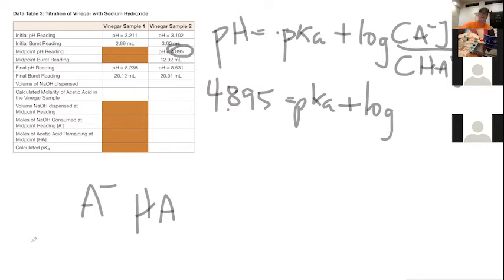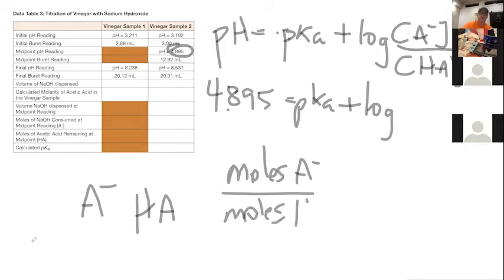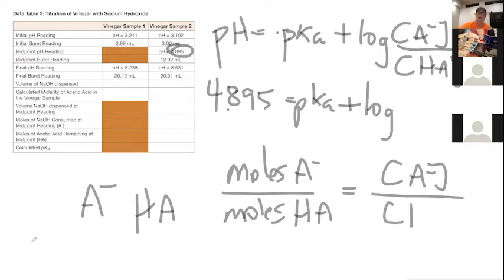Why does moles of A minus over moles of HA equal the concentration of A minus divided by the concentration of HA? Why are those two things the same? The 1-to-1 ratio in the chemical equation? Nope. So keep going, you're going to get it. I know you're going to get it eventually. Come on, somebody else guess.